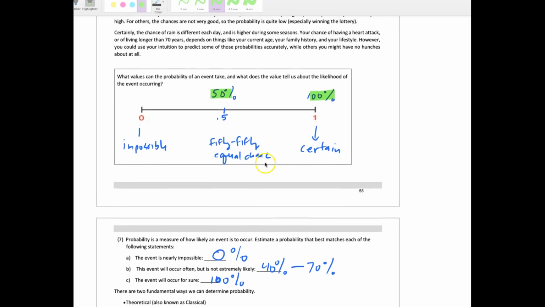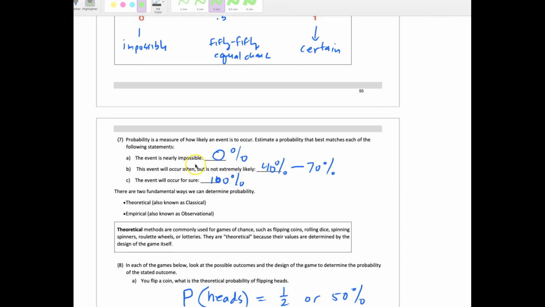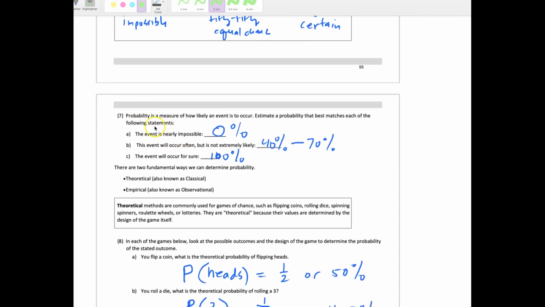What's the chances of it raining tomorrow? 50-50. Impossible. It's certain. Those are some of the terminology we use. So thinking about this here, the event is nearly impossible. We would say that's a 0% chance. Estimate this probability, right? That matches the following statements.